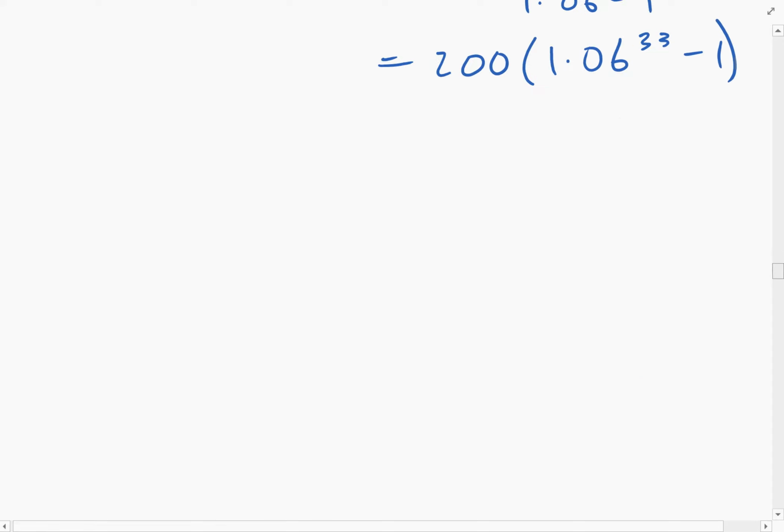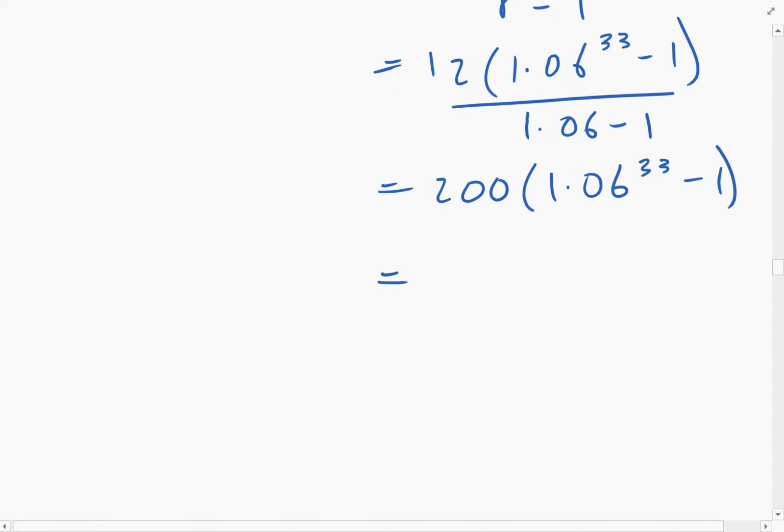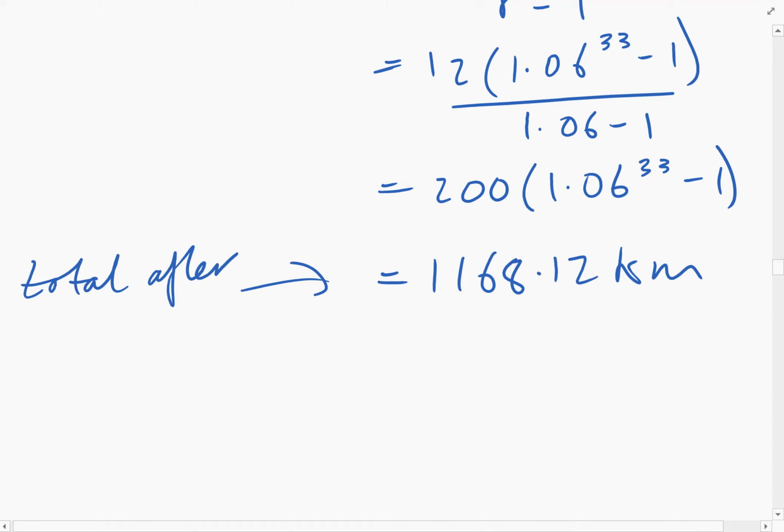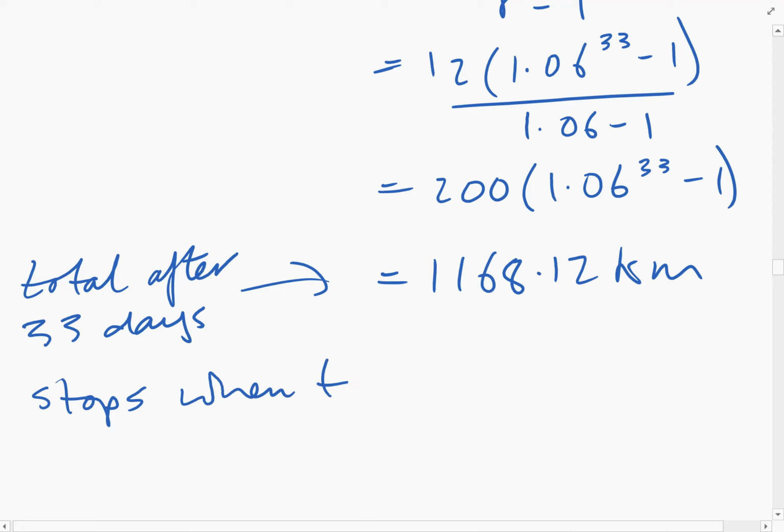And if you type that in, you should get 1,168.12 kilometers. So that's the total after 33 days. And then it stops when the total is 1,200.